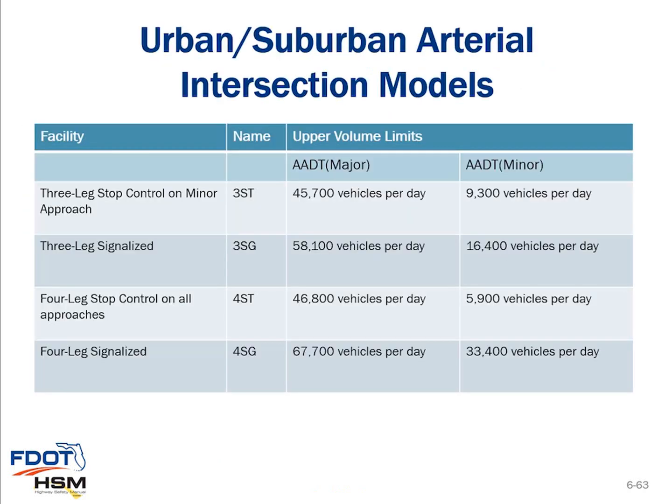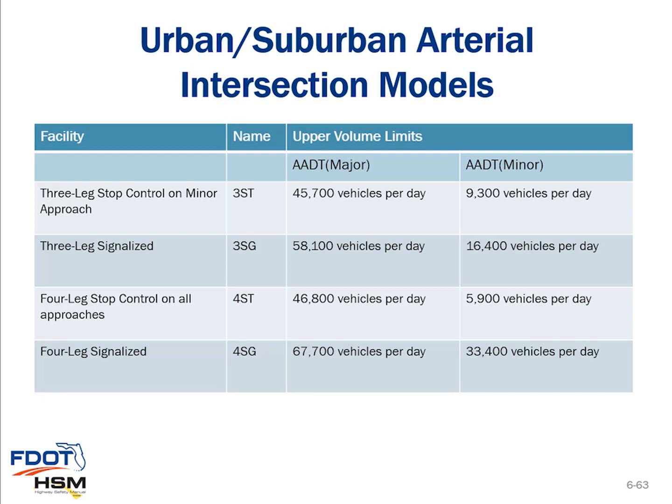So now let's move into the urban, suburban, arterial intersection models. And as you can see, there are 4 different models here. 2 for the 3-legged intersections, 1 stop control, 1 signalized, and again 2 for the 4-legged, being stop control and signalized intersections. And you can see we also have upper volume limits on these, shown here on this slide. A good guide for you to follow.